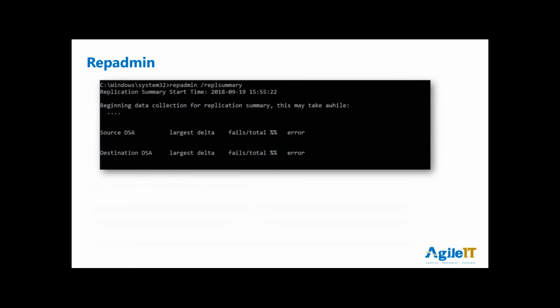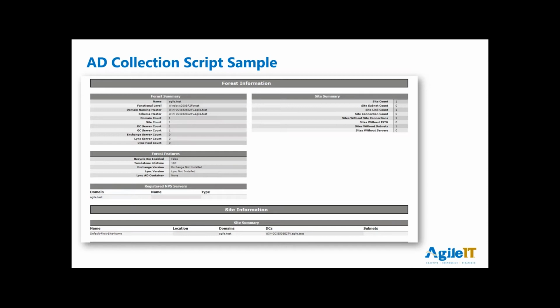And finally, we're using different tools here at Agile IT. One of the ones we use is a collection script. This tells us not necessarily the health of a domain by itself, but it provides us with the information so we can make an informed decision and classify the health as good or bad. It also lists any additional issues, like where the sites are at the bottom section, what domain that site is servicing, and what the primary domain controller for that site is.